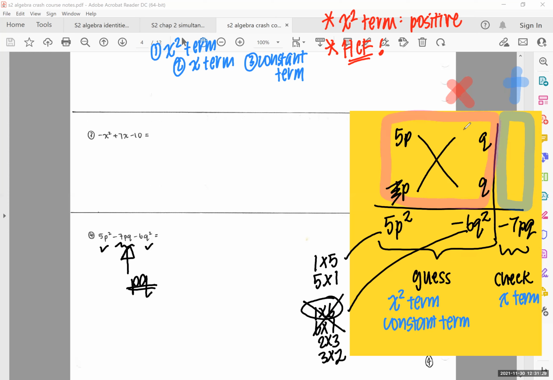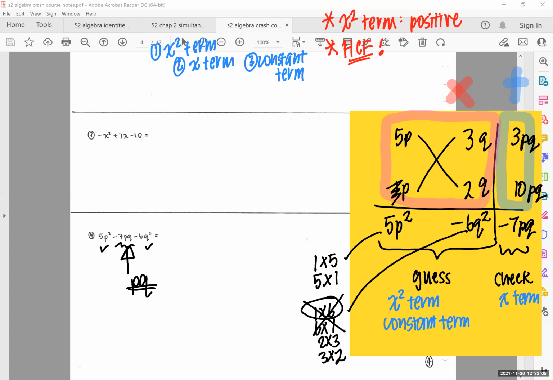3 times 2. Okay, what if I try 2 and 3 first? So 2 and 3 means this times this will give me 2pq, right? This times this will give me 15pq. Can or not? Cannot. So I swap. Instead of 2, 3, I now put 3, 2, right? So this times this, P times 3Q will give me 3PQ. 5 times 2 will give me 10PQ.